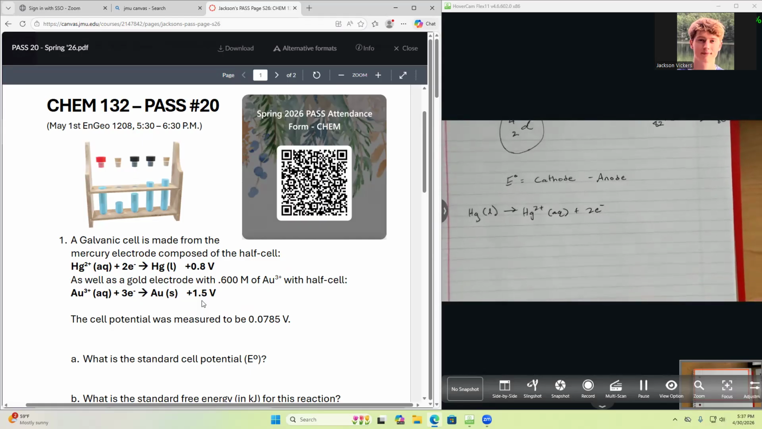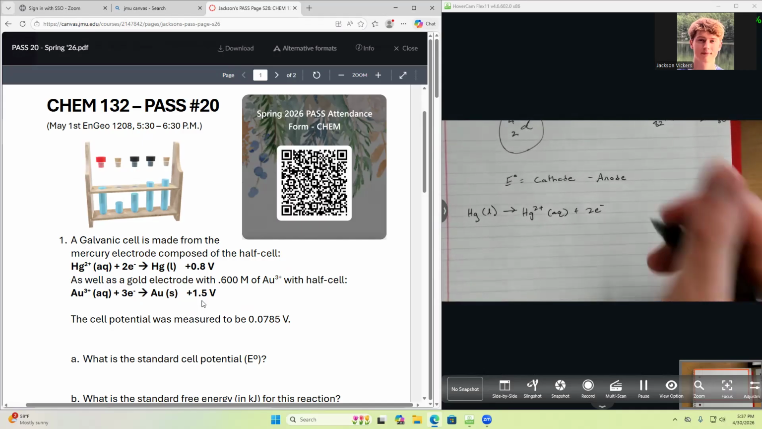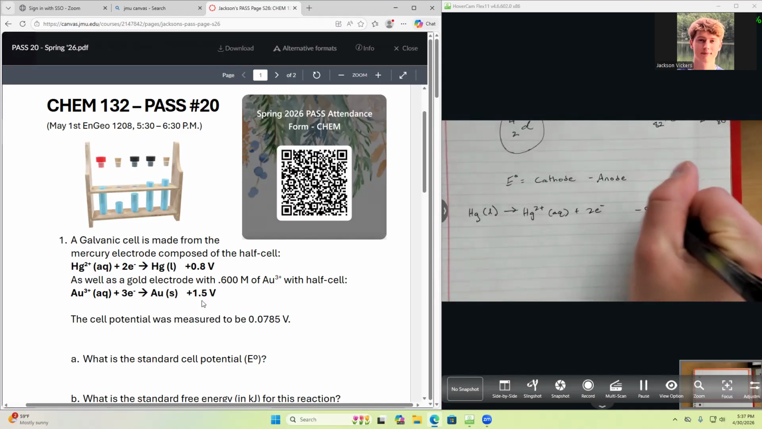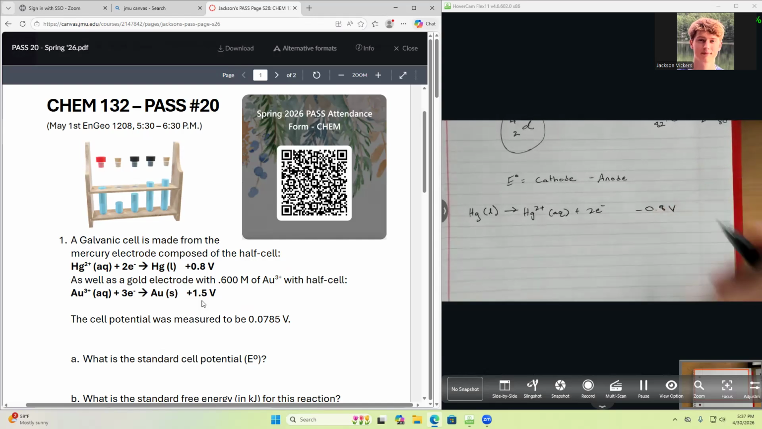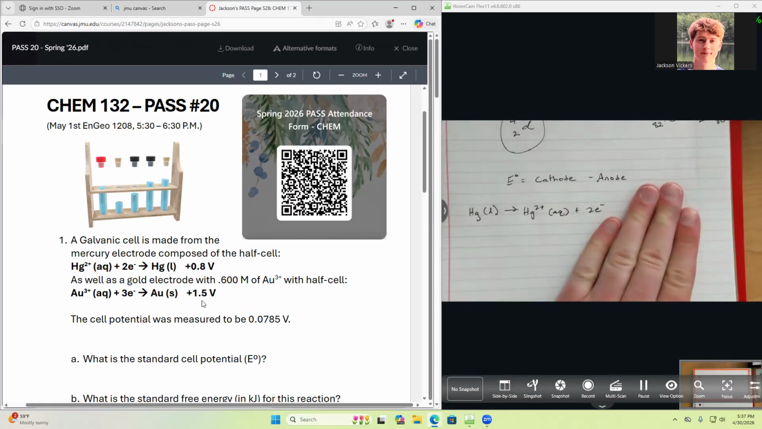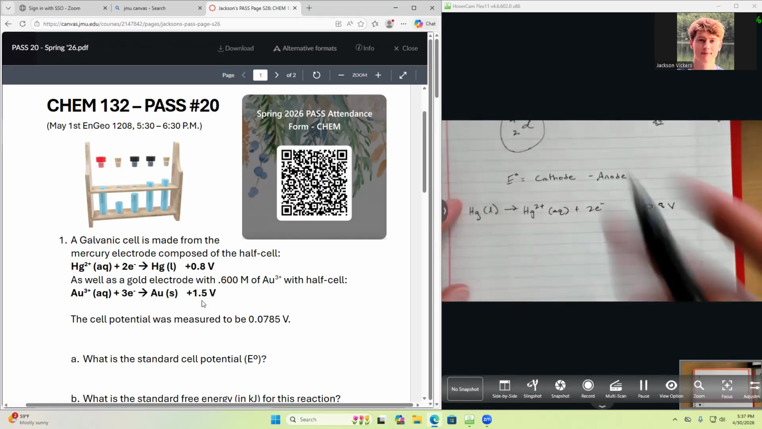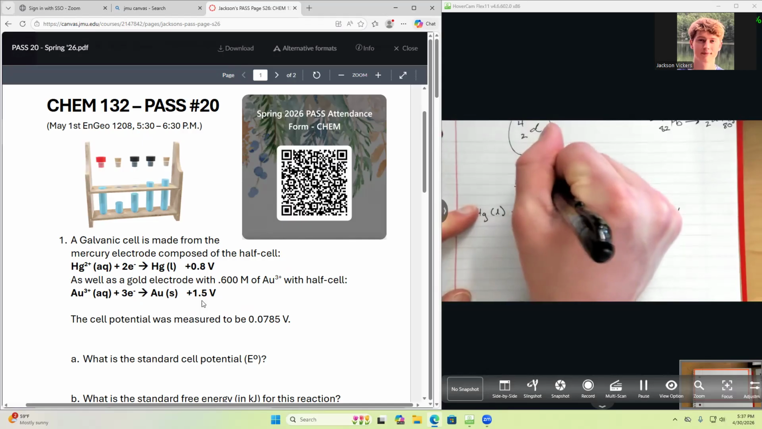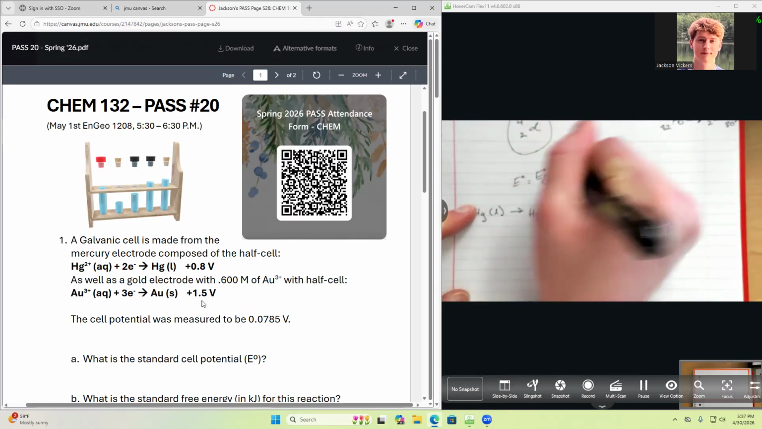Yeah, I was going to get into that. It can sometimes confuse people. And so I'm only going to say this once, but when we flip this, this potential here would really become now negative 0.8 volts. But if we're plugging it into the formula, we're not going to do that. When we're plugging it into the formula, we're only using the E reduction of both of these.